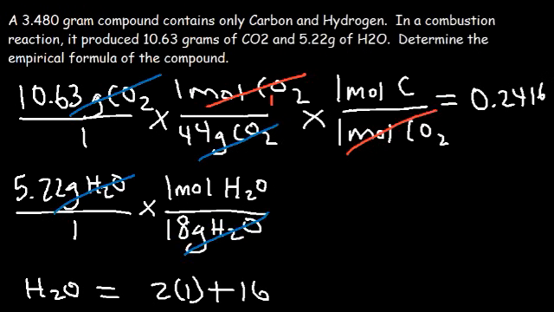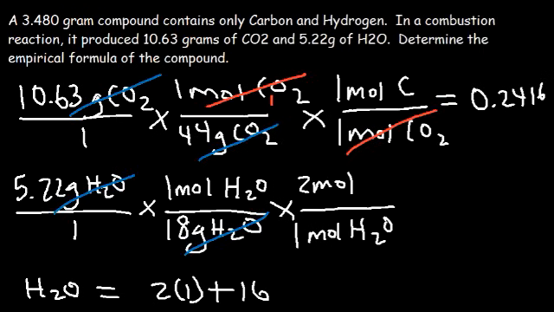Now, how can we convert from moles of water to moles of hydrogen? In the formula of H2O, there are 2 hydrogen atoms per molecule of H2O. So we can say that 1 mole of water contains 2 moles of hydrogen. It's a 1-to-2 ratio. So to get the answer, it's going to be 5.22 divided by 18 times 2. And so we have 0.58 moles of hydrogen.